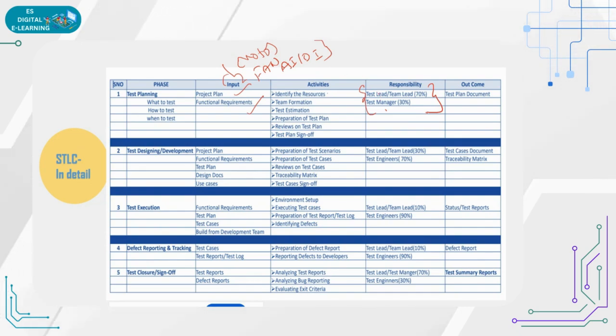Because there are test leads and test managers, they will see who are the juniors and who are the seniors, who will do the activity for what. All this will be identified by the test leads, and they will do the team formation, who will work on what, and they will do the test estimation, like whether it will be 2 weeks planning or 4 weeks.